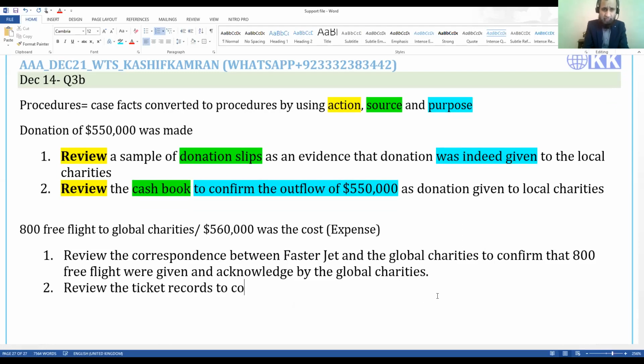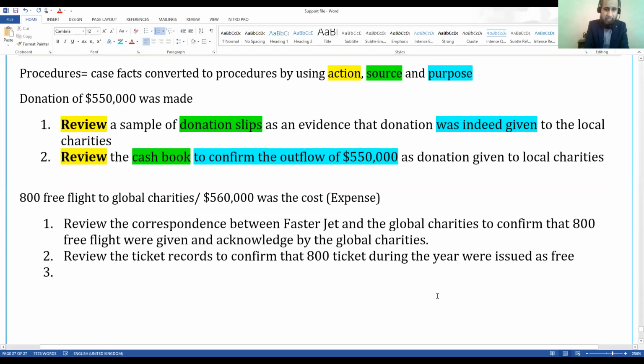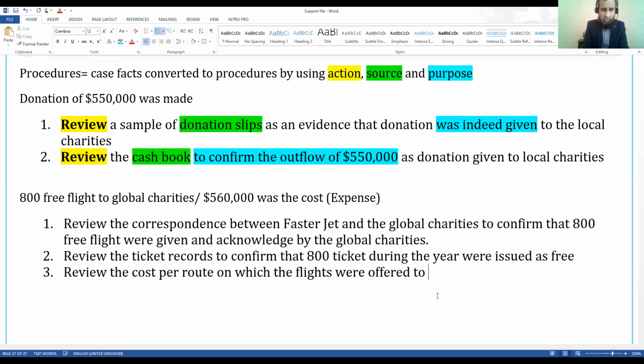Review the ticket records to confirm that 800 tickets during the year were issued as free. And you can further confirm, you can review the cost per route on which the flights were offered, to confirm the accuracy of $560,000, because management is claiming that we incurred a cost of $560,000.